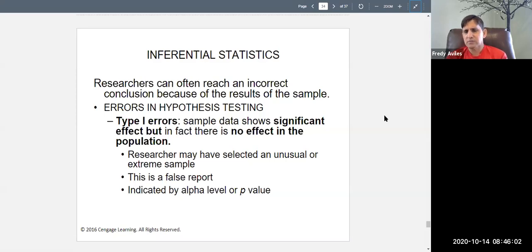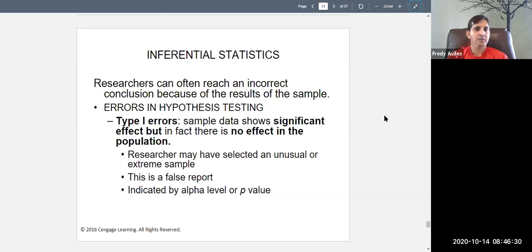Okay, so that was hypothesis testing. Okay, that was inferential statistics. Now, it is possible that when you do your inferential statistics, researchers can reach an incorrect conclusion because of the results of the sample. It's possible, for instance, that you get your result, you think it's significant, and in reality, your result isn't real. So there are errors in hypothesis testing.